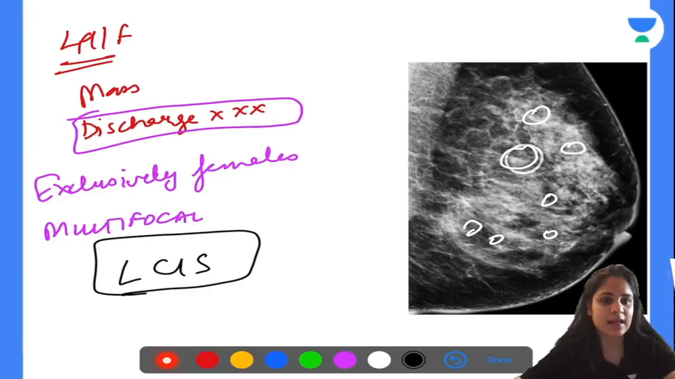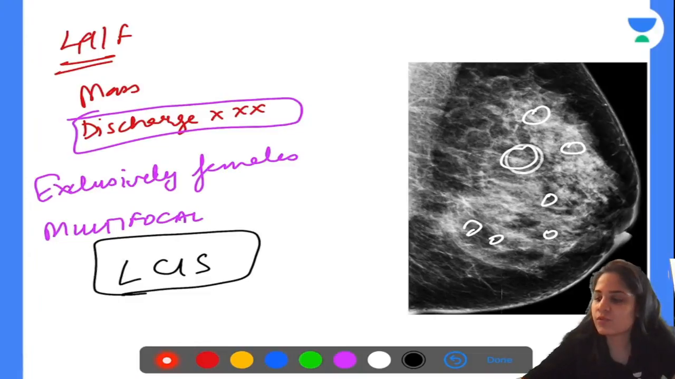As simple as that. And if it is seen in both males and females and it has very unifocal involvement, then that is nothing but a DCIS. Okay? Alright? Okay, so now let's move on to staging of CA breast.